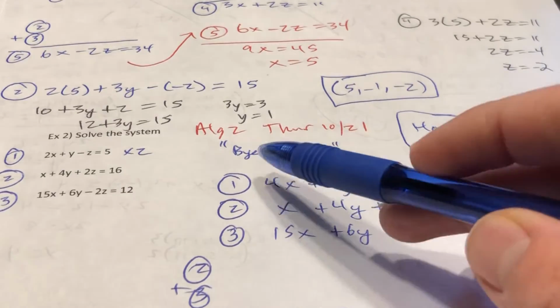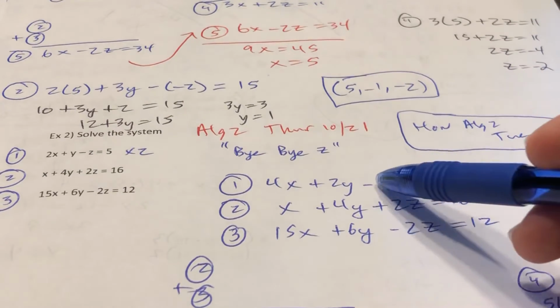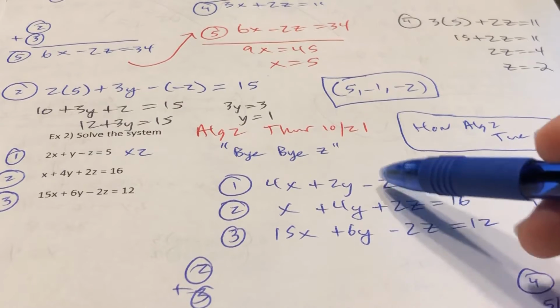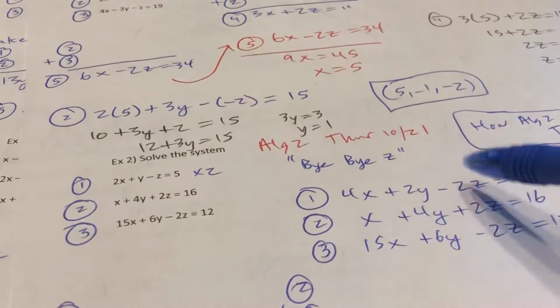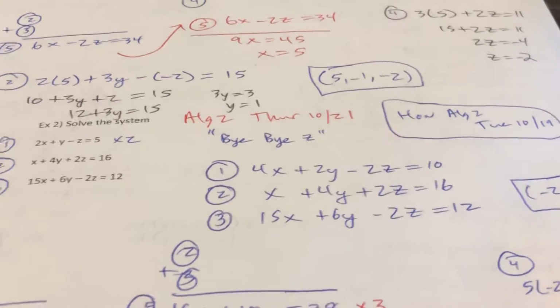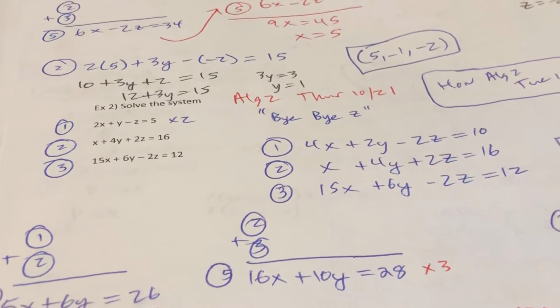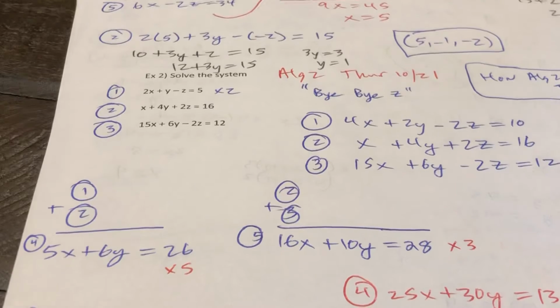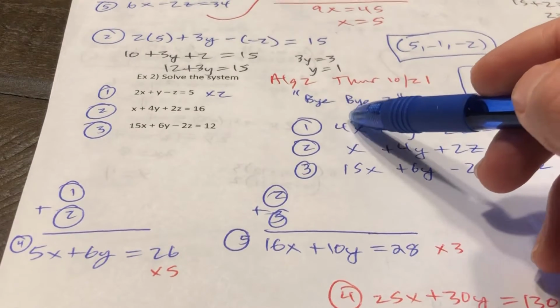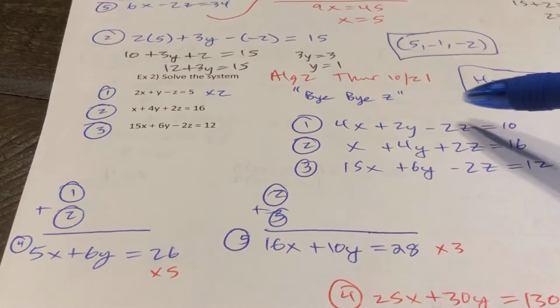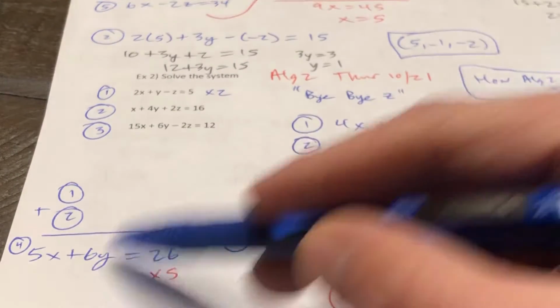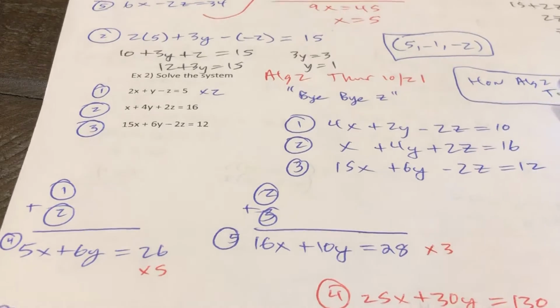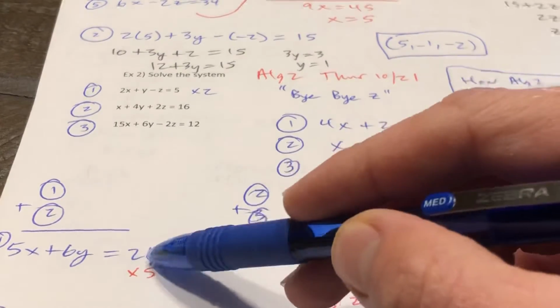So we're going to add equation 1 and 2 together, and I know you've seen this before. So instead of writing all of 1 out and all of 2 out, I'm simply going to write on the left here that I'm adding equation 1 and 2 together. That's how I'm getting this next part. If I add equation 1 and 2 together, I get 4x and x, and that's 5x. I get 2y and 4y, and that's 6y. And I get 10 and 16, that's 26.